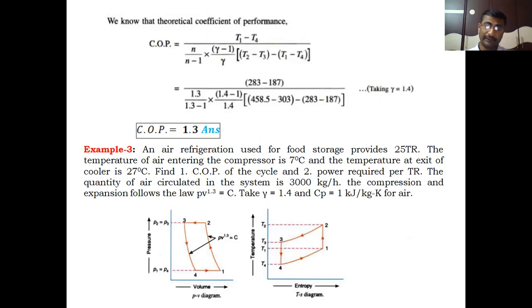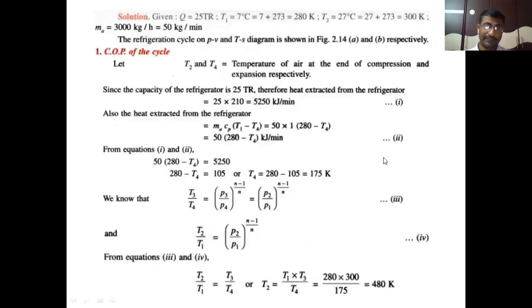Let us write the given data from the problem. 25 ton of refrigeration, it is taken as Q, which is the heat extraction capacity of the system. Heat extraction capacity of the system is 25 TR, 25 ton of refrigeration. T1, 7 degrees centigrade, 283 Kelvin. T3 is 27 degrees centigrade or 300 Kelvin. And mass of air circulated within the system is 3000 kg per hour. That means 50 kg per minute. Dividing by 60, we will get 50 kg per minute. The refrigeration cycle and PV and TS diagrams are shown as earlier.